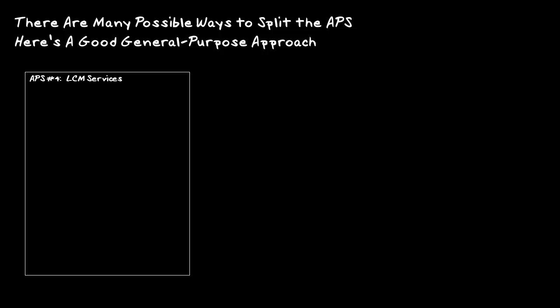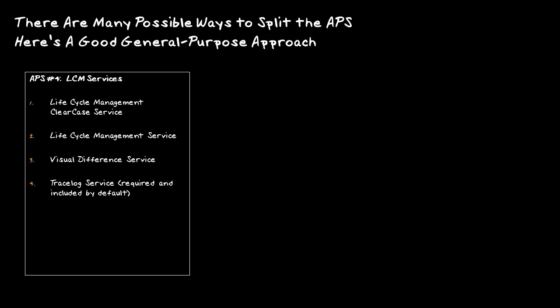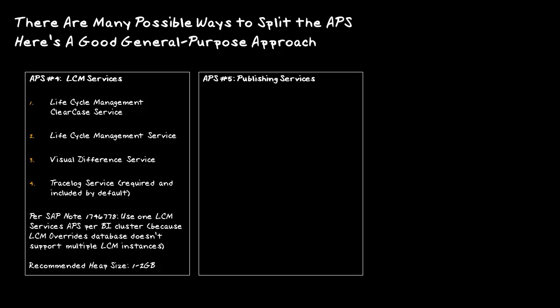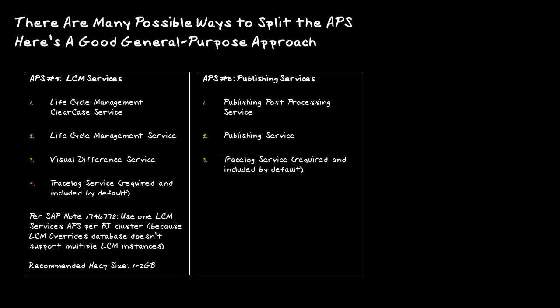The fourth APS is for the Lifecycle Management Services. These handle promotion management and version control. The LCM instance is unique in that there should only be one LCM APS instance per cluster because the LCM overrides database does not support access by multiple instances of the LCM services. The heap size for the LCM instance should be about 1 to 2 gigabytes. The fifth APS is for publishing services. These handle personalized reporting publications, also known as bursting and fanning of report instances.